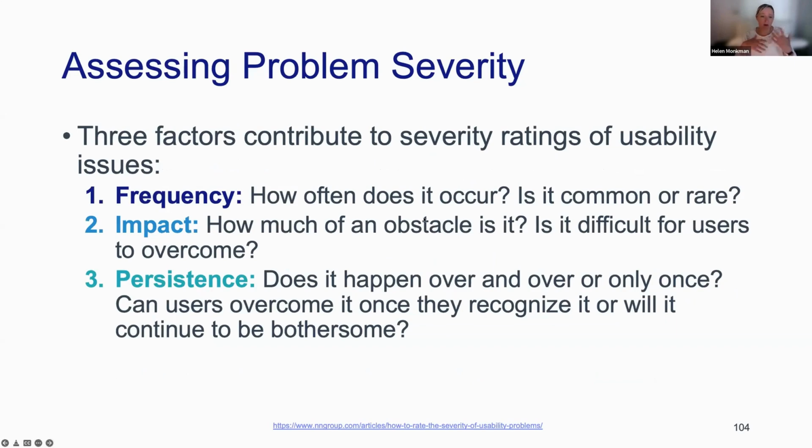Things that we want to think about are frequency. Is it going to occur for every person who goes there? Does it occur multiple times when they're using the system? Is it common or rare? How annoying is it? How much of an obstacle is it? Are users able to overcome it eventually? Do they have to muddle around for a bit or not? If they can't overcome it, then it's definitely more severe. And then persistence, does it happen over and over or only once in an encounter? And can users overcome it when they recognize it, or is it going to be annoying?